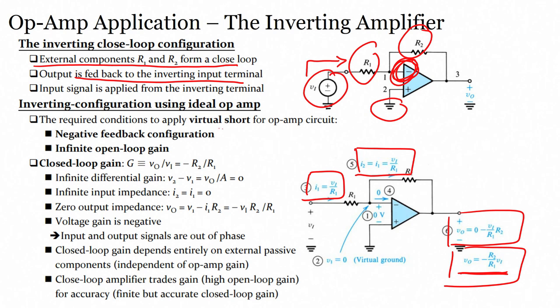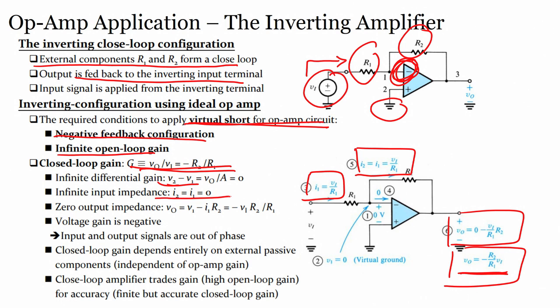So, the required condition to apply virtual short, we have also seen what exactly virtual ground or virtual short is in the theory class. One is negative feedback configuration and the other is infinite loop gain. These are the required conditions to apply virtual short, we already know. Closed loop gain of this particular amplifier is nothing but minus R2 by R1, right. Differential gain will be V2 minus V1. What is V2 minus V1? VO by A, right.